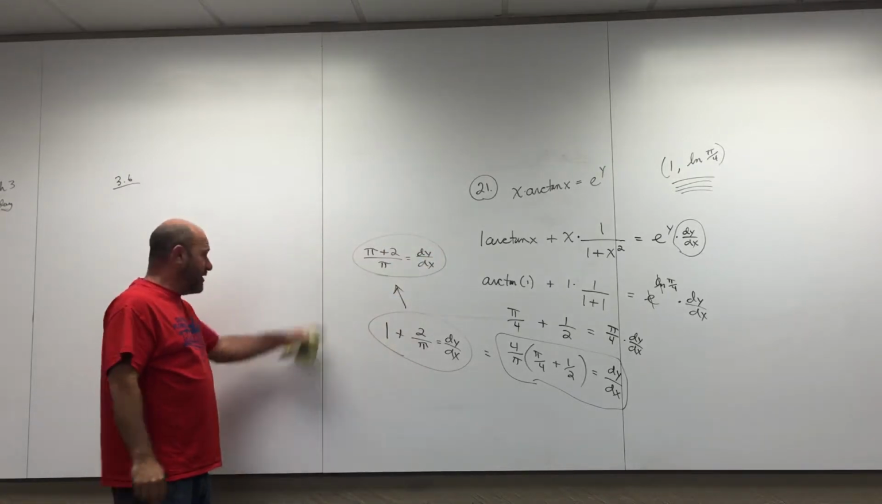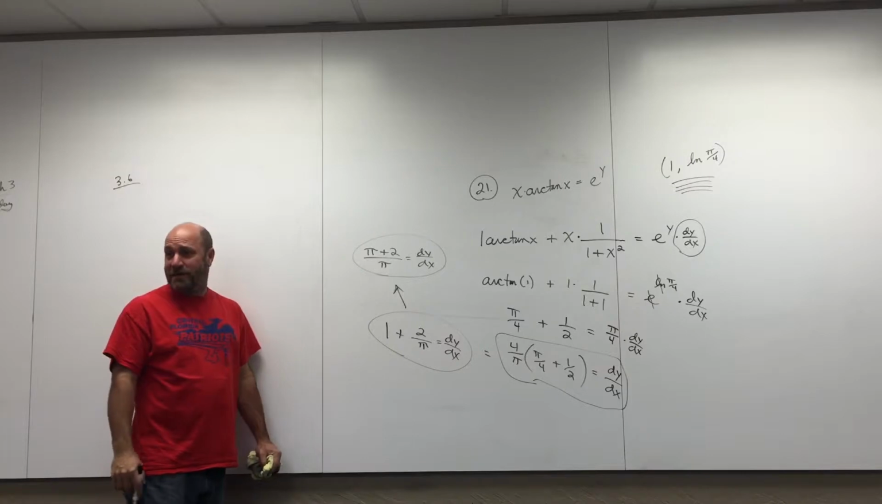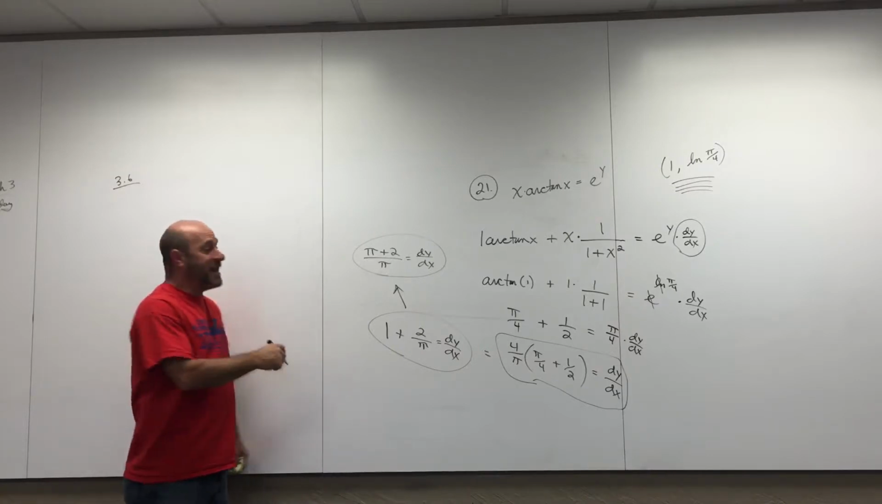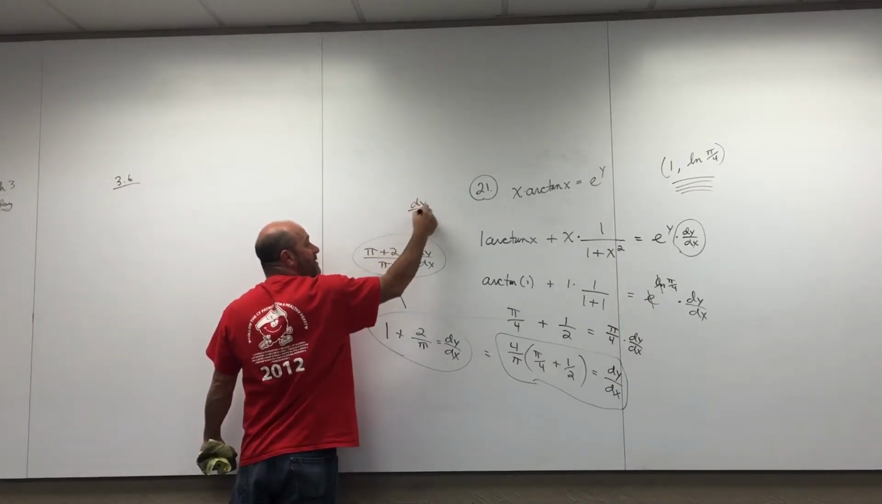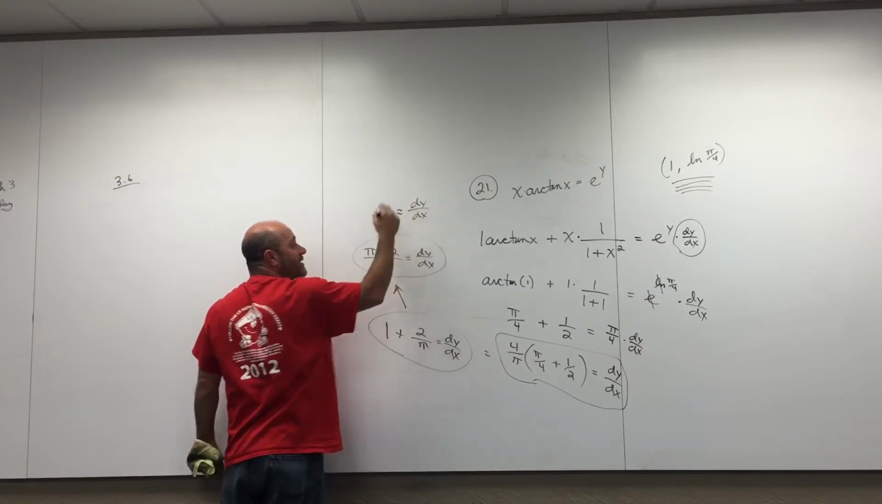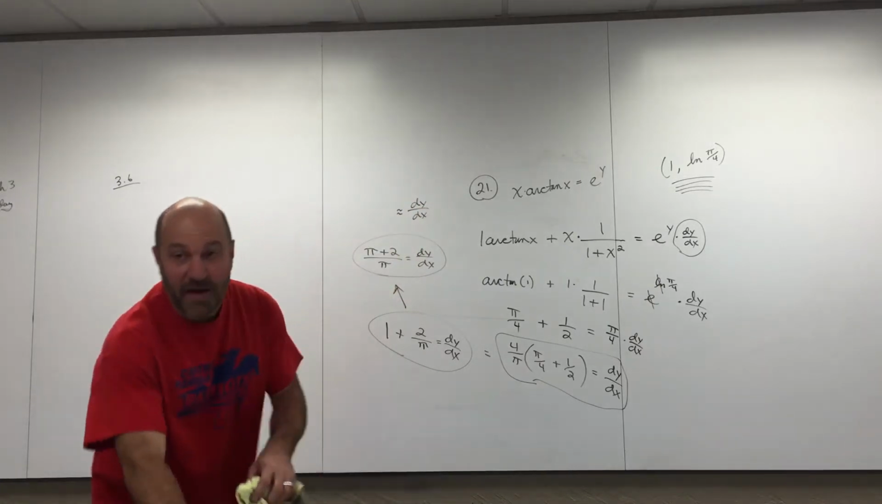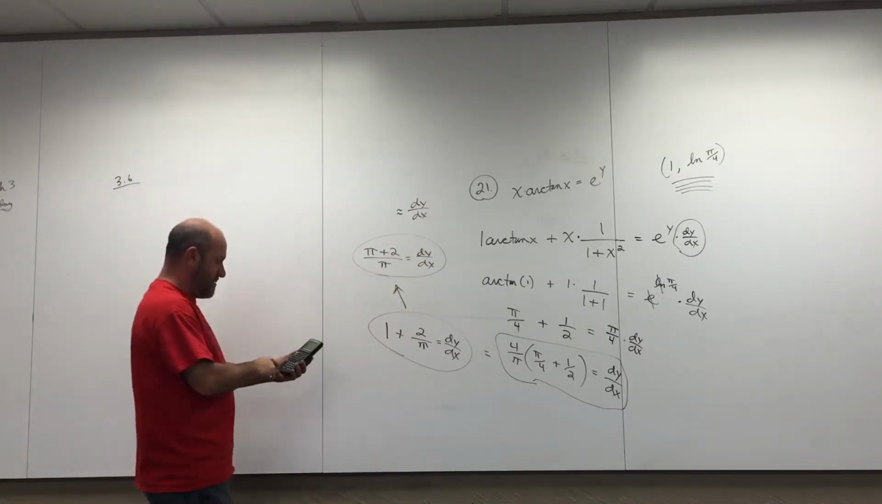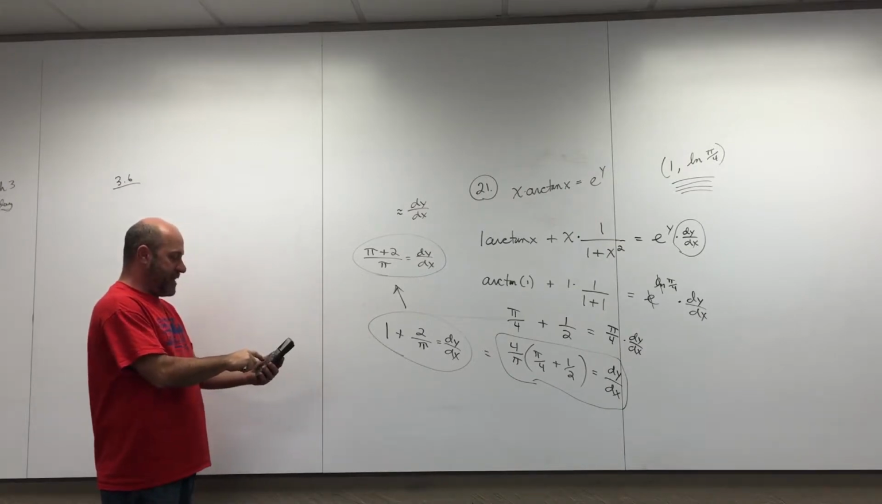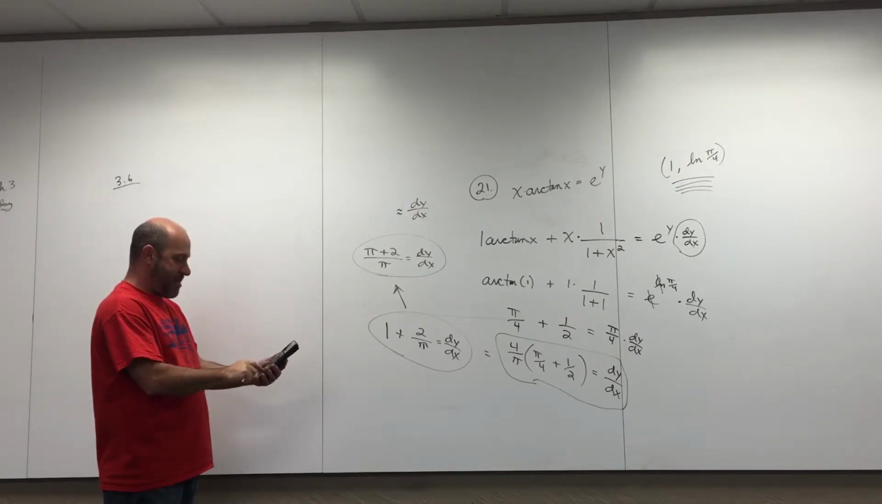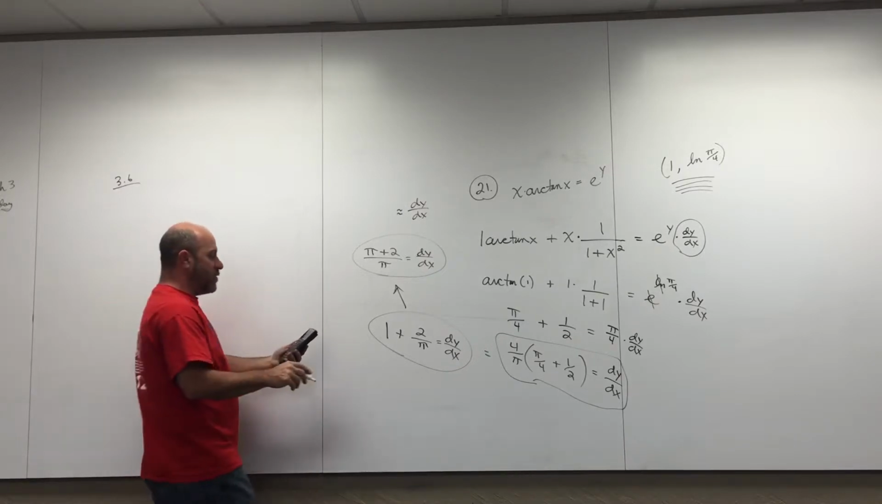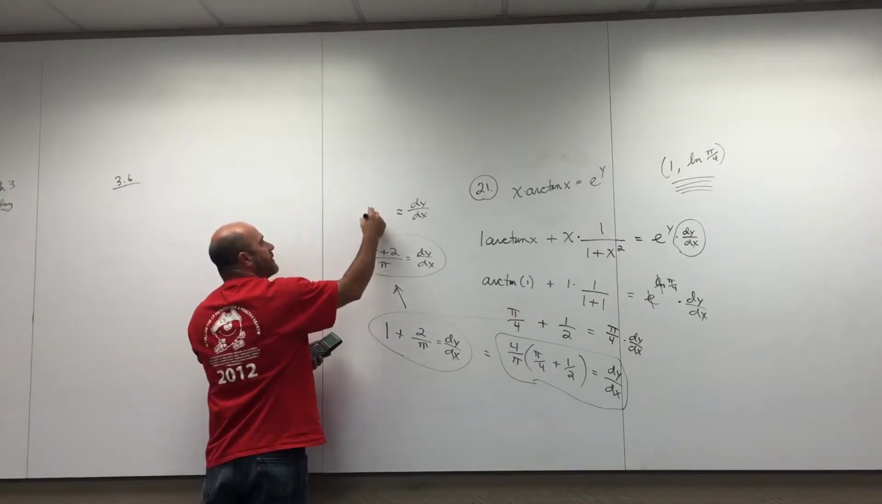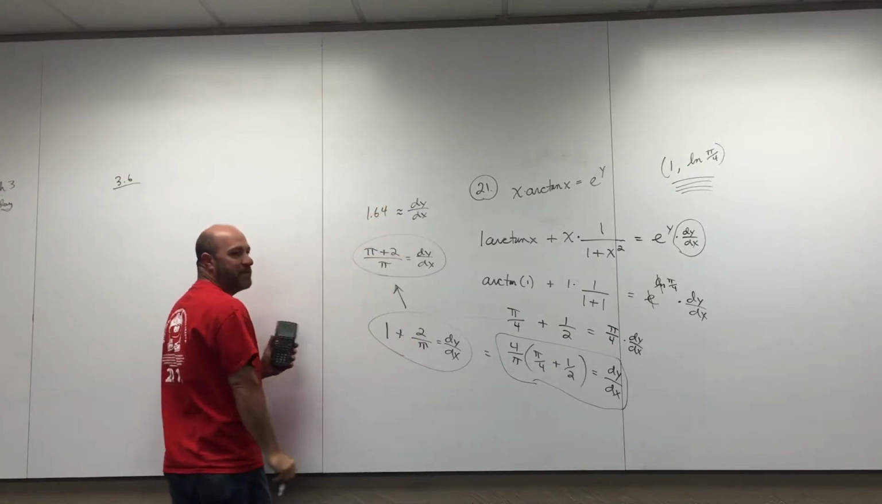Some people would say, the hell with that, give me my calculator, I'm going to decimalize it. And you can decimalize it, and you would get some decimal approximation here. What is that decimal approximation? Pi plus 2 divided by pi. Yeah, thank you. 1.64 perhaps, if I round it there.